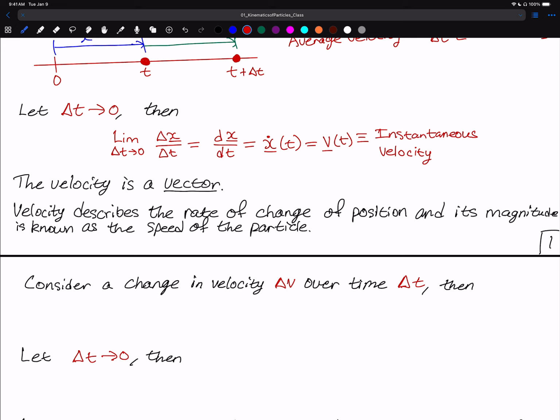And you can see here that the velocity is also a vector quantity, meaning that it not only has a magnitude, but it also has a direction. Whereas something like speed is just a scalar. It doesn't have a direction associated with it. It's a magnitude. The velocity is a vector. And the velocity describes the rate of change of position, and its magnitude is going to be known as the speed of the particle. Like I said, speed is a scalar. It's not a vector.